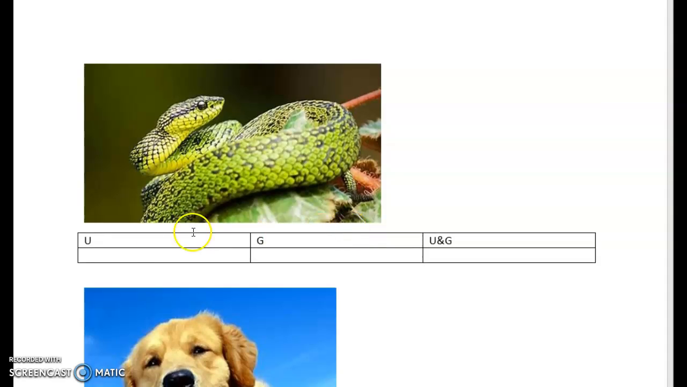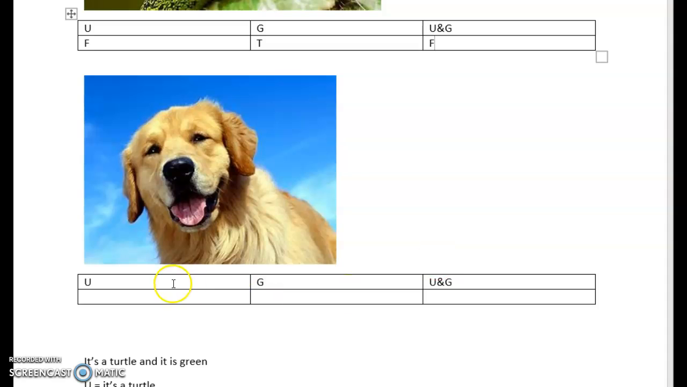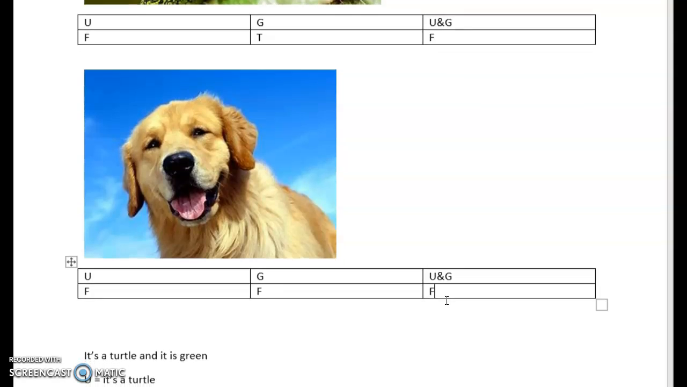So likewise, with the next sentence, we have a green snake. So it is not a turtle, but it is green. In this case, the whole sentence is going to be false. And now we have a dog. And a dog is obviously not a turtle, and this guy's obviously not green. And once again, the whole sentence is going to be false.